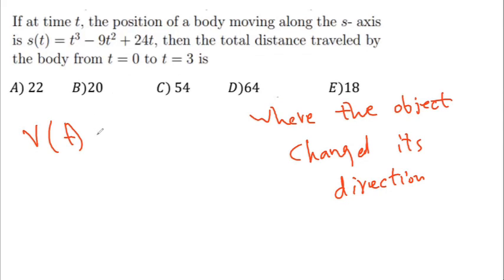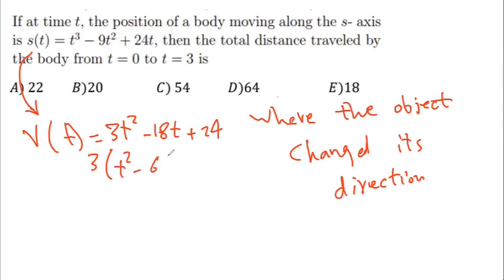So we differentiate the position function to get the velocity function, and we have 3t squared minus 18t plus 24. Take 3 as a common factor. Now you can factorize.